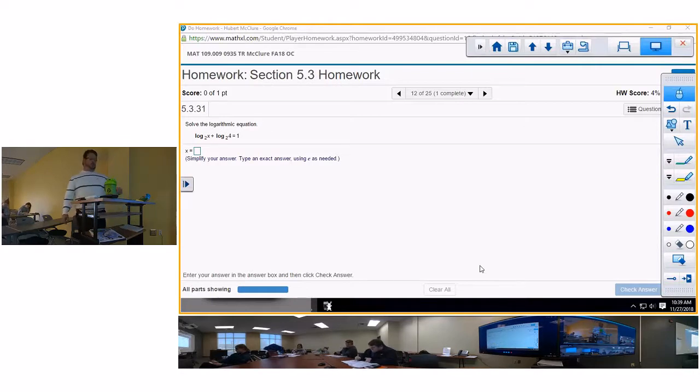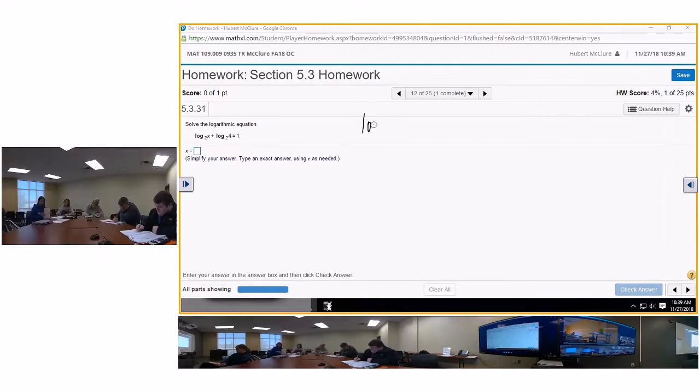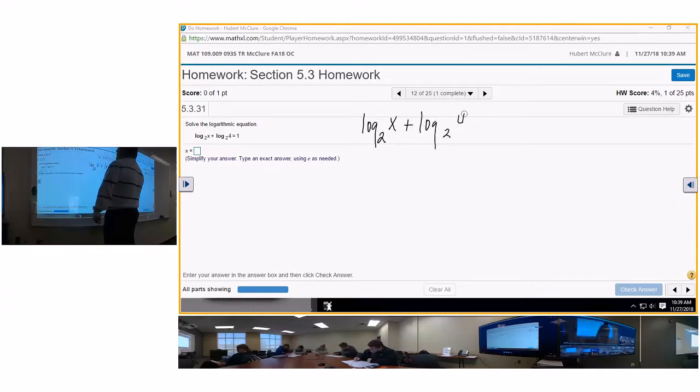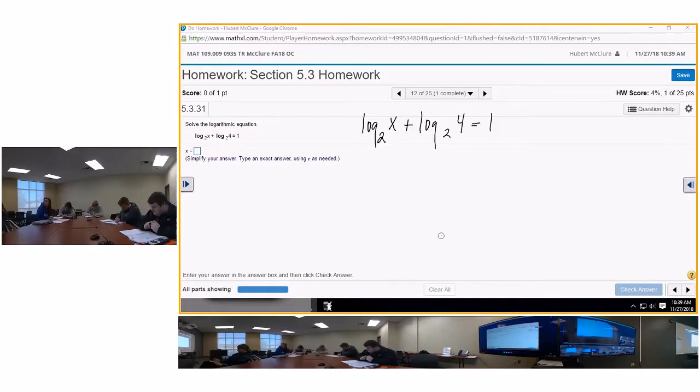All right, try that one. Log base 2 of x plus log base 2 of 4 is equal to 1. A little bit different. You have the same bases.